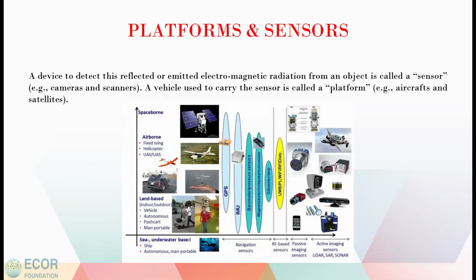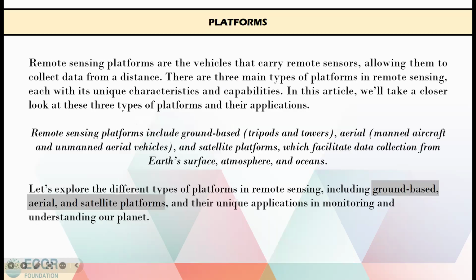So here, a device that is used to detect the reflected or emitted EMR from an object is called a sensor, and the vehicle used to carry the sensor is called a platform. There are different kinds of it, so let's quickly go through what they are. Remote sensing platforms are the vehicles that carry the sensors to collect the data. So it is of three types.